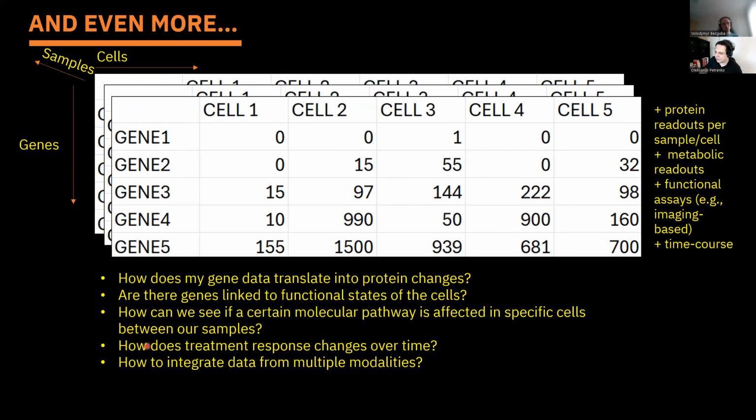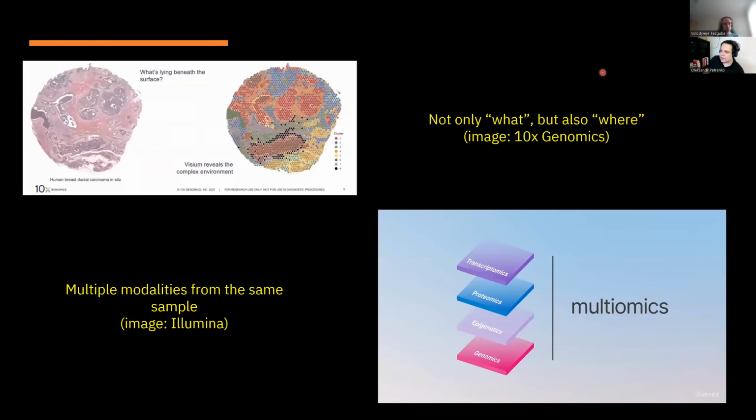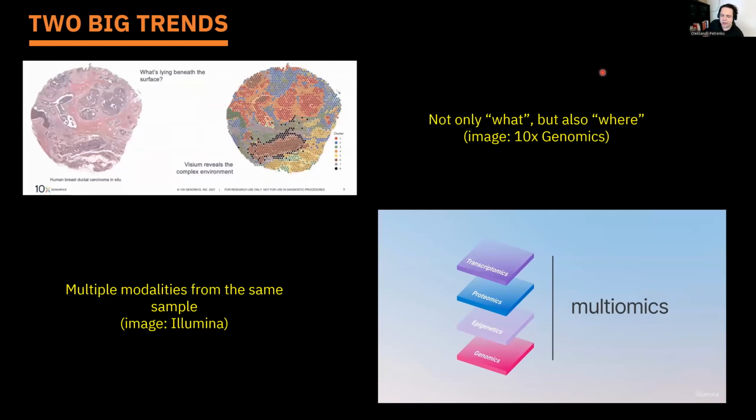And of course, there's a whole lot of different questions, such as how to integrate data from all these modalities for each cell. How do we normalize that? How do we prioritize the markers, and so on. So ending this introductory part, I would say there are two big trends now in high-throughput biology.